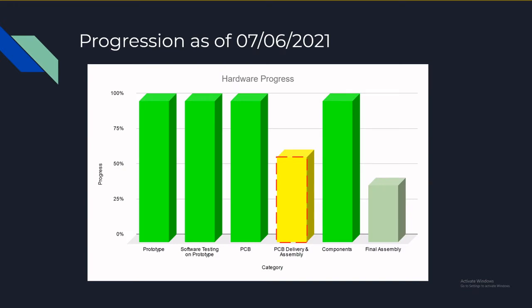Here is a bar chart to show the progression for the different categories related to hardware. For the prototype, as I stated earlier, we have a full working version, so it is at 100%. We are also able to have the software tested on the prototype, which was also at 100%. We verified that it all worked with all of our activation methods. We also have the PCB at 100%, since we were able to design it and have it approved by a manufacturer. The chokehold right now is the PCB delivery and assembly.